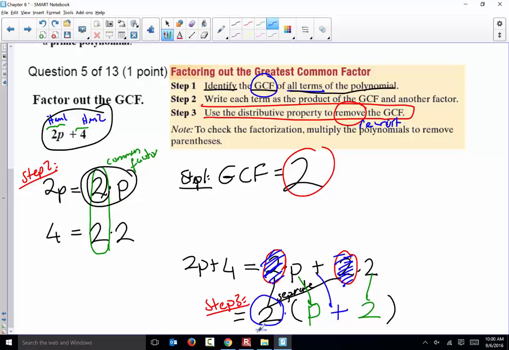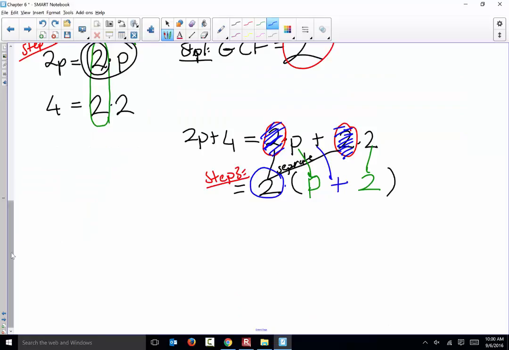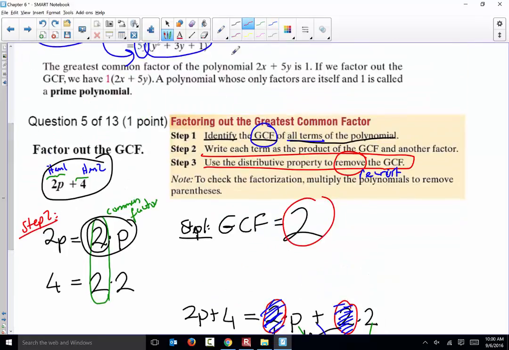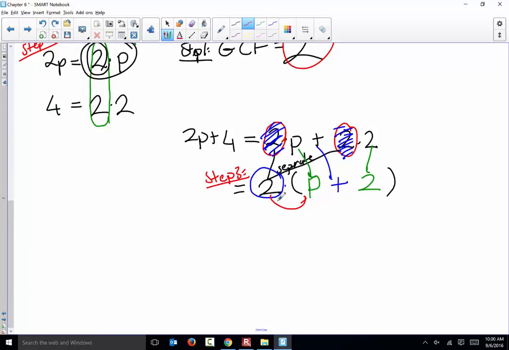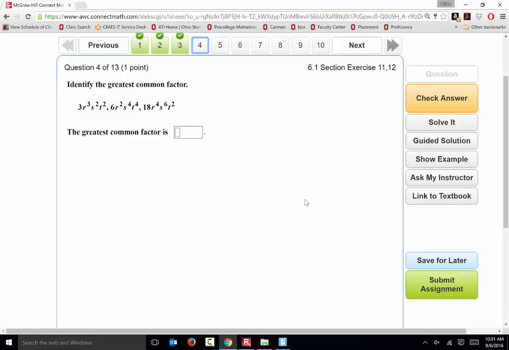Now how can I check back that I did everything right? This is an optional part. They say here, if you want to make sure your factorization is correct, you simply redistribute, like it's discharged. War is over, this guy is going back to the families. 2 will go back to the first family, the other 2 will go back to the second family, and it's going to make 2p plus 4. Okay? Did we get the original? Yes. So I'm sure this is right then.